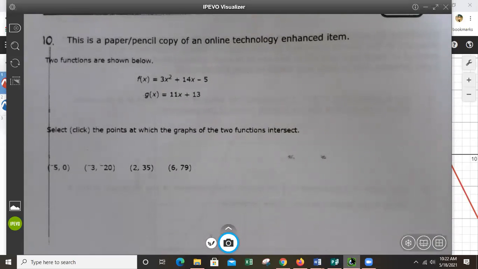Okay. All right. So we have 2 functions on this one, and it says just tell the points at which the graphs intersect. So that means where they cross. That's what we just did. We just have 2 different ones. So we're going to go back to our Desmos.